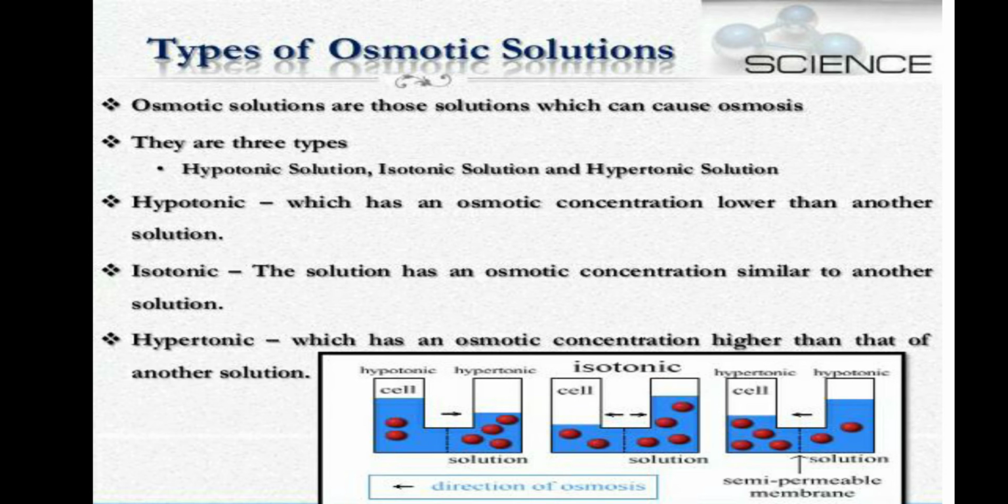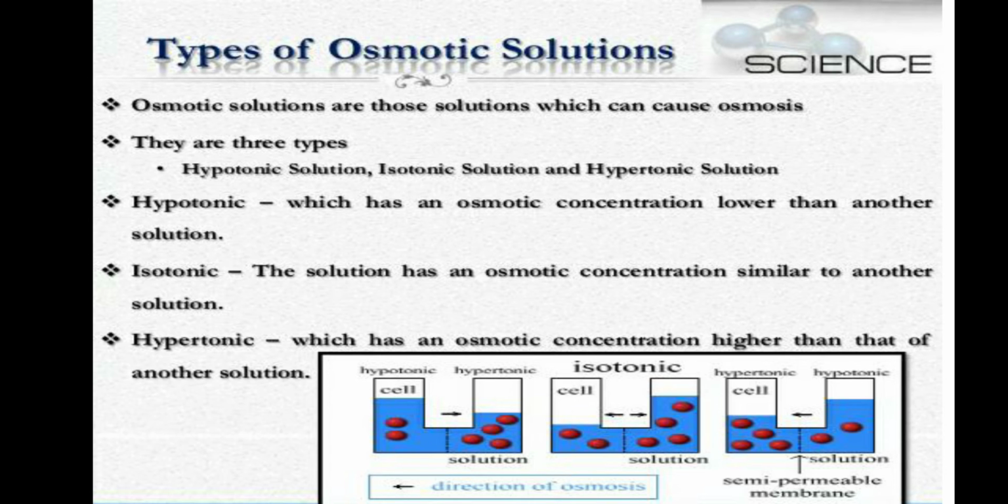What is the meaning of iso? Iso means equal. So isotonic solution is that solution which has an osmotic concentration similar to another solution. Now if we put a cell in isotonic solution, the solution has the same osmotic concentration as the cell. The same amount of water will enter the cell and the same amount of water will exit the cell, so the cell shape will remain the same.